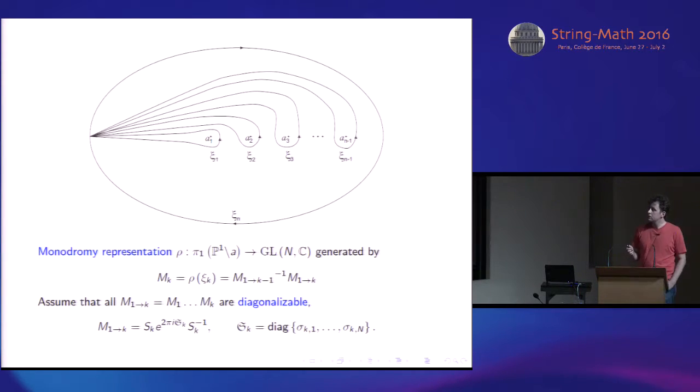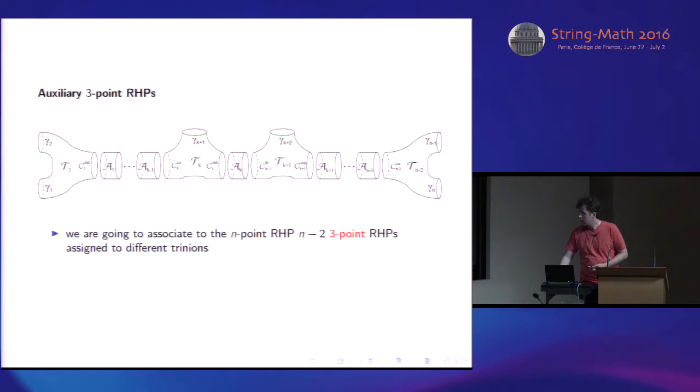Well, and then the fundamental matrix solution, of course, realizes a monodromy representation of the fundamental group of the n-punctured sphere. So this monodromy representation is generic, although we have to put some genericity conditions on our parameters, in particular on these matrices 1 to k, which are the products of consecutive individual monodromies.